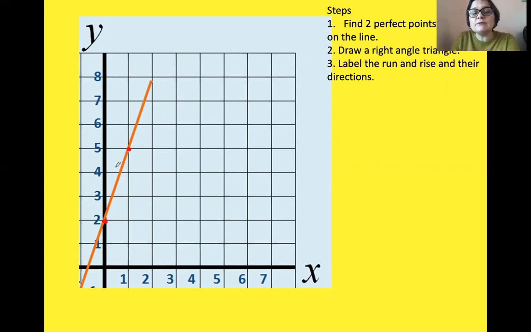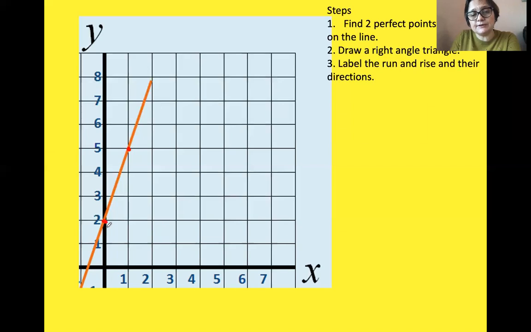Now, in a line, you can find more than two perfect points, but you choose the two that are most effective for you. For example, this point here could not be a perfect point because its coordinates are not very clear. See, this one could be about 1.5 or 6.5. So it will bring complication when you work out the gradient of a line. Okay, so we chose this point here and this point here.